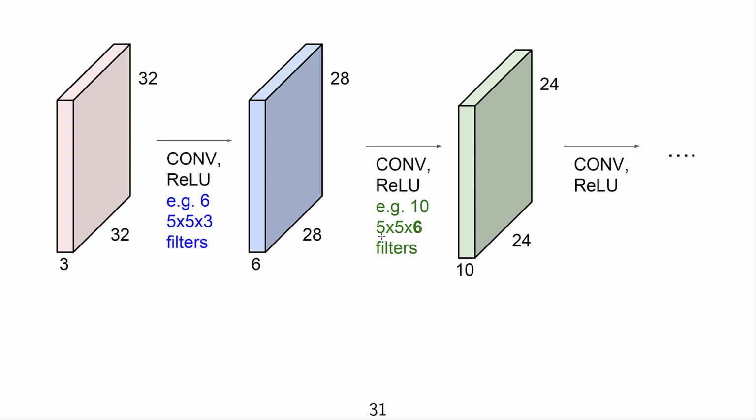But maybe what is a hint on the filter size? The hint on the filter size is how much the resolution actually decreased here. Since the resolution decreased from 28 times 28 to 24 by 24, assuming that valid padding was used, this makes sense if we have 5 times 5 filters.